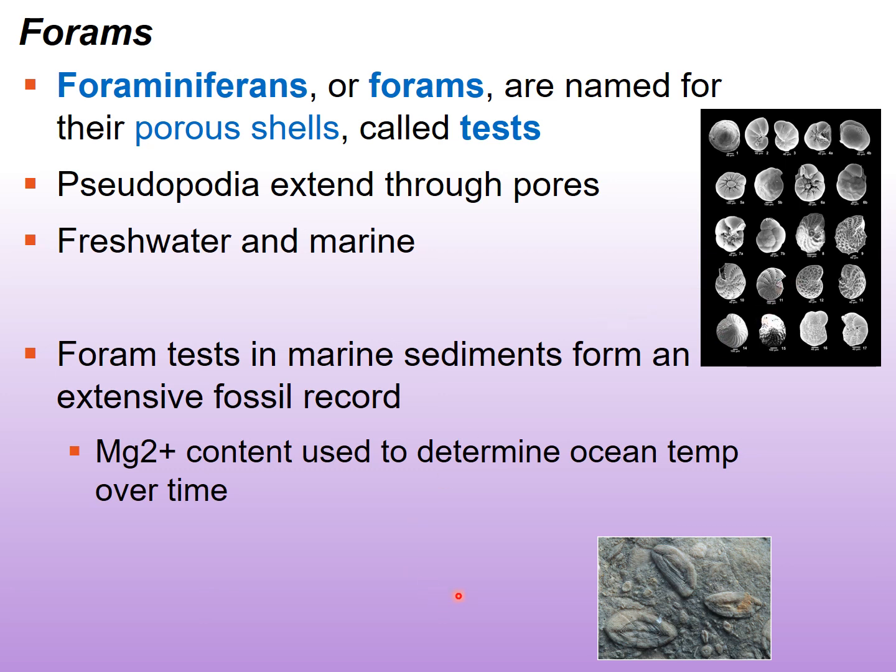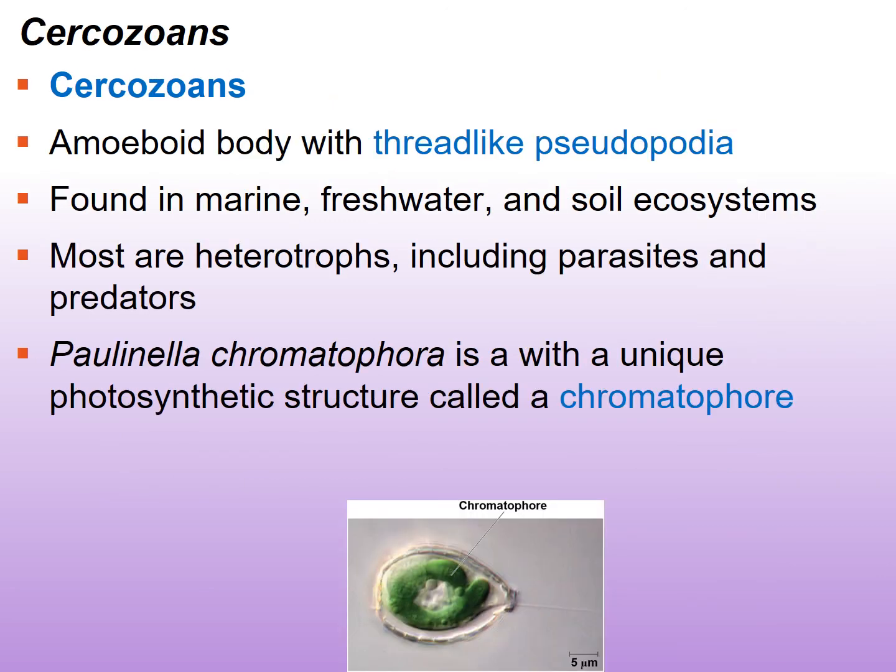Now, forams can form sediments that have been found in the fossil record extensively. Now, there's magnesium content in them, which has been used to determine the temperature of the ocean over time. Now, the cercozoans are a very large type of the rosarians, which are amoeboid in shape.